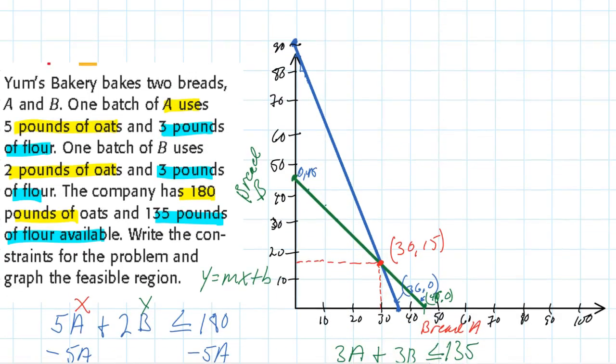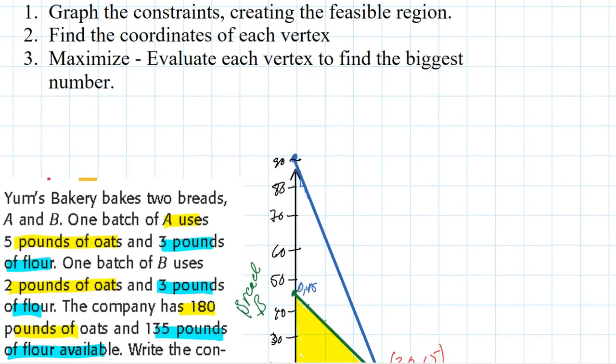If we go back up to the steps, it says to graph the constraints, creating the feasible region. So we graph the constraints. Our feasible region, remember these are inequalities, both facing less than. That means the feasible region will be the point of overlap, and these two lines will overlap right in here. So we fulfilled step number 1.